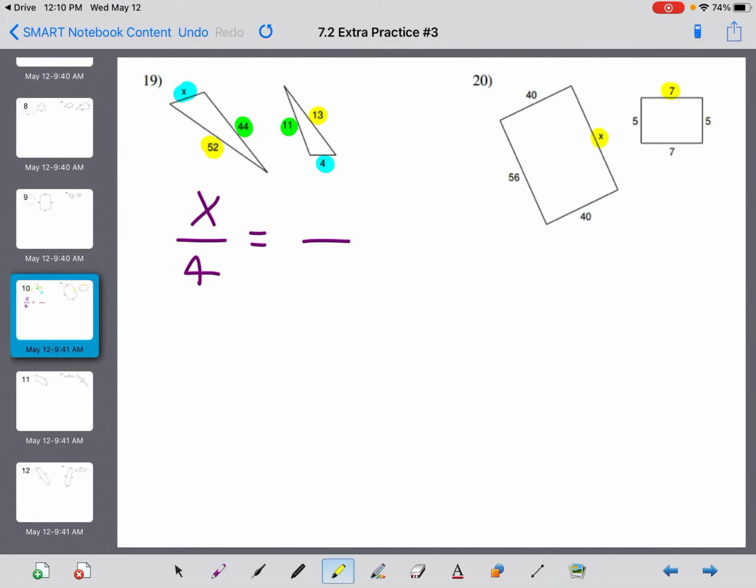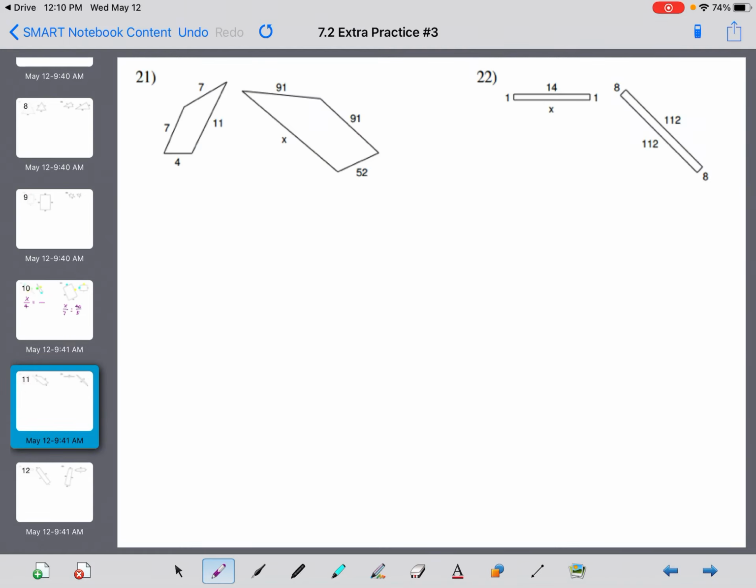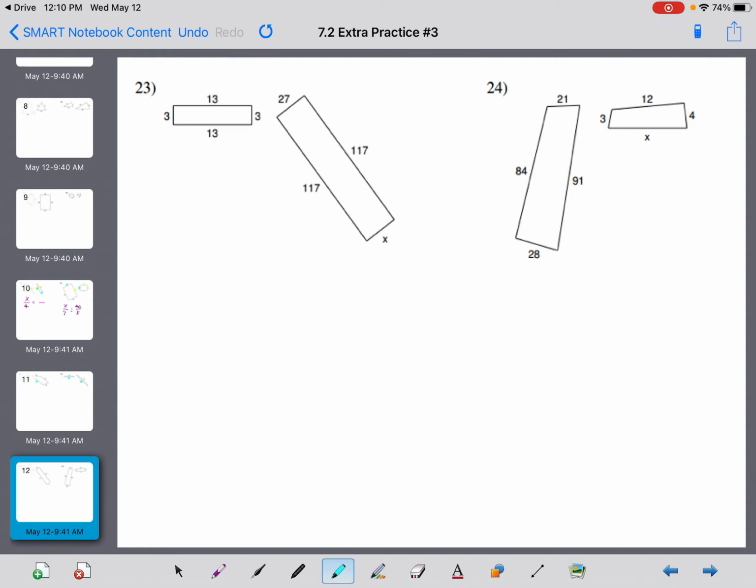Here we have x corresponding to 7. And then again, we could use any of these groupings, and I'm just going to choose 40 over 5. If you look at these figures here, x corresponds with 11 and work from there. Here, x corresponds with 112. This side, x corresponds with 3. And x corresponds with 91 and 24.